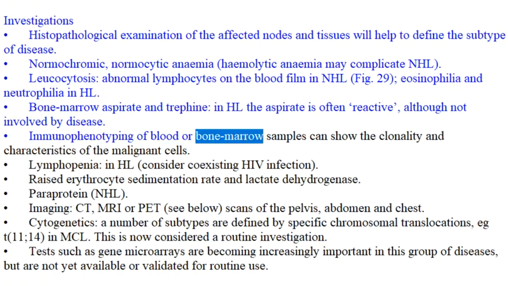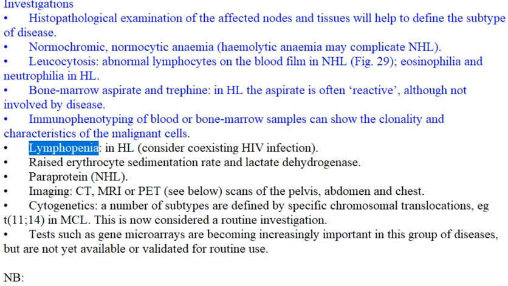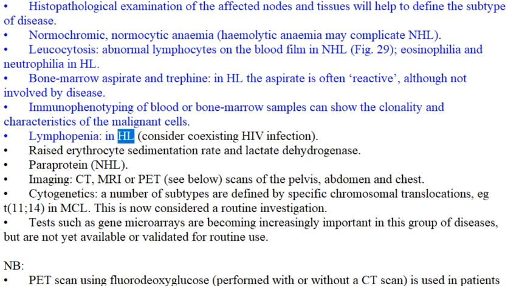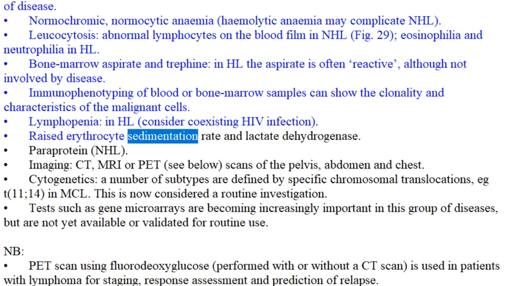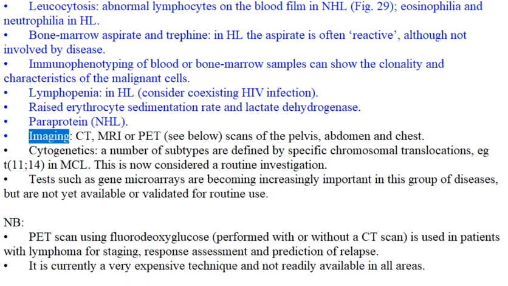Immunophenotyping of blood or bone marrow samples can show the clonality and characteristics of the malignant cells. Lymphopenia. In HL, consider coexisting HIV infection. Raised erythrocyte sedimentation rate and lactate dehydrogenase. Paraprotein, NHL. Imaging, CT, MRI, or PET, see below, scans of the pelvis, abdomen, and chest.